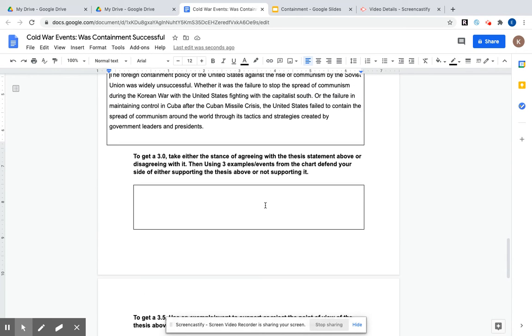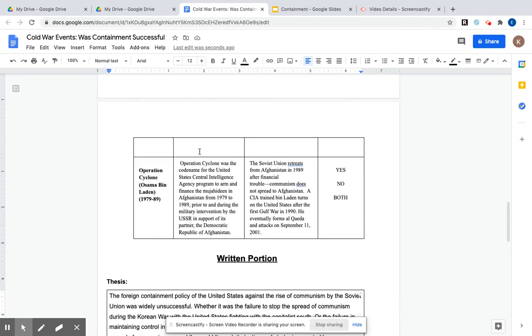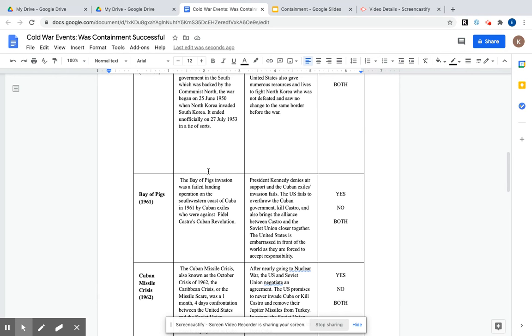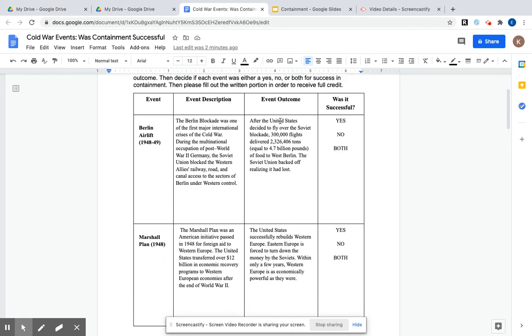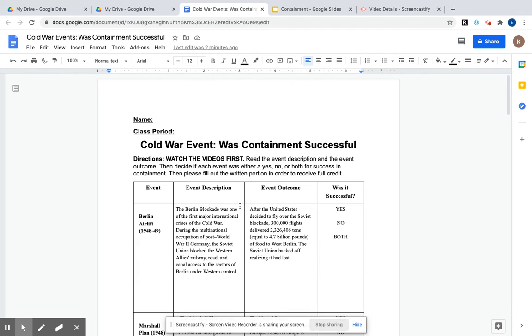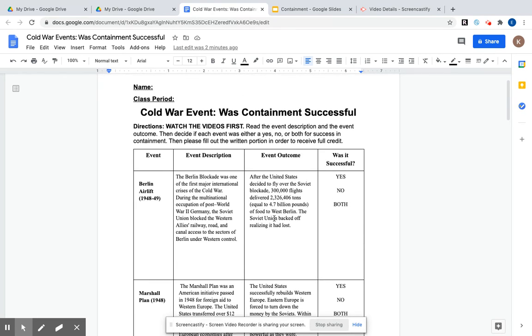For the 3.0 and 3.5, make sure you refer back to this thesis. And for these, remember, yes, no, or both after reading the event description and the outcome. Please watch all these videos, this one and the last one about the background information that you'll need. If you need a little bit more help on some of these events, type them into Google. If you type in Marshall Plan, it should pop up and give you a quick description that you can read for a quick background, maybe even a video. But most of it I think you'll get out of the description and outcome.